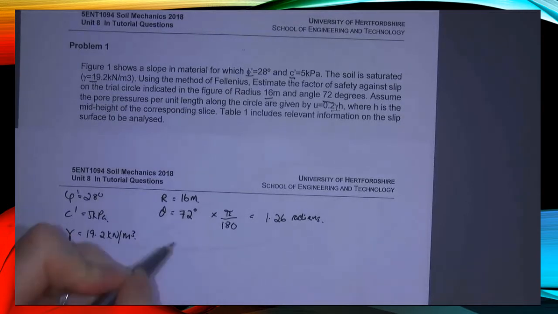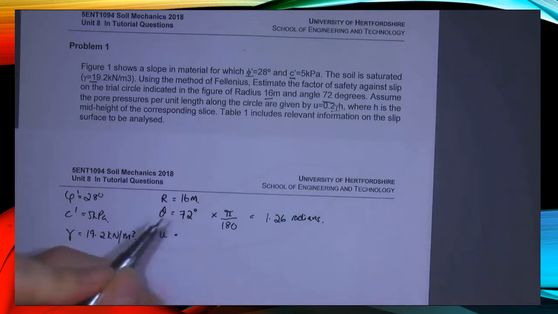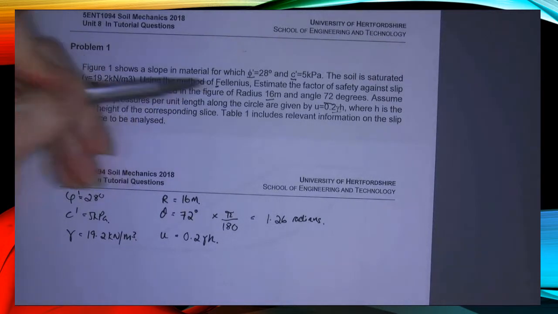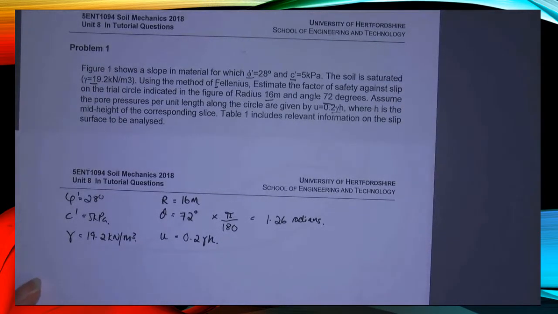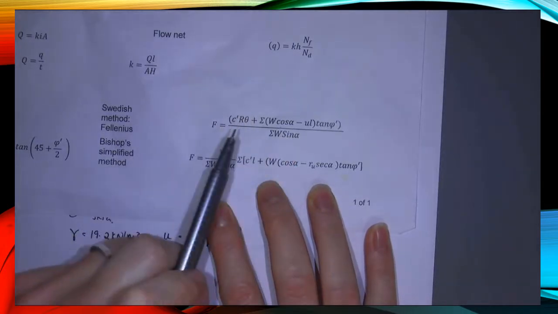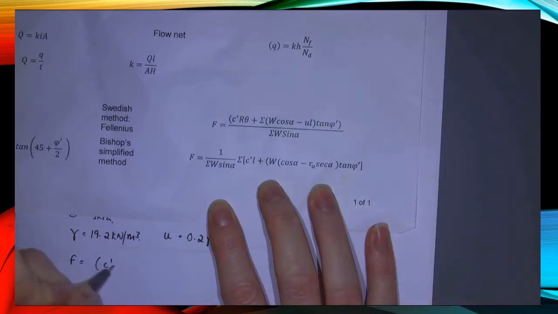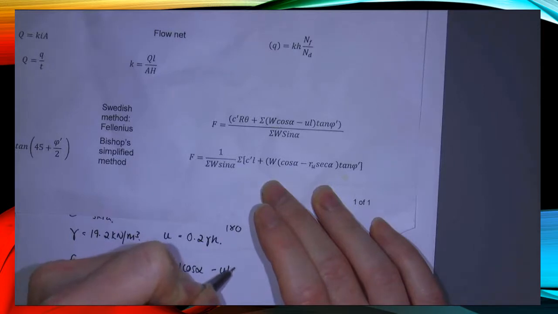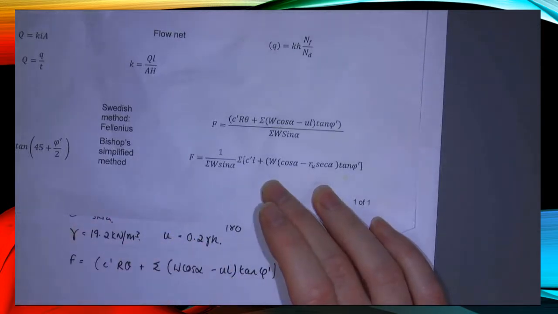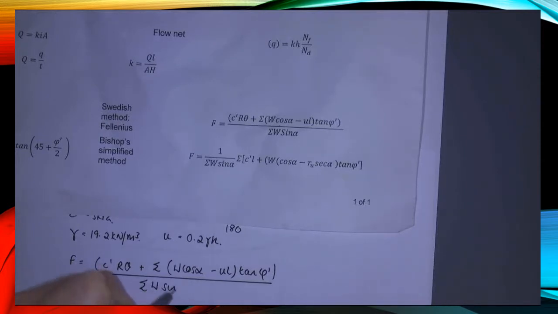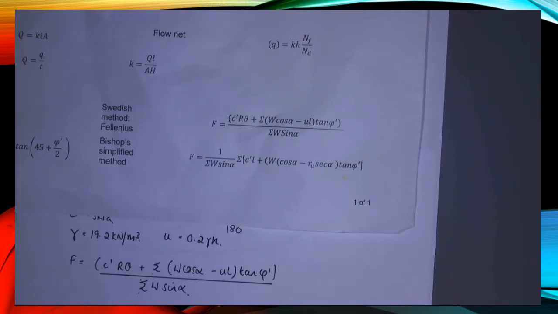So now, furthermore, we also know that U, as in the pore pressure per unit length along the length, is 0.2 gamma h. Okay, so we know that we're being asked to use the method of Fellenius, also known as the Swedish method of slices. So if we use the formula that we have here, the Swedish method of slices is this one at the top here. F equals C dash R theta plus the sum of (W cos alpha minus UL) tan phi dash, which gives us the strength of the soil to resist the rotational failure, divided by the total force imposed by the weight of the soil, the sum of W sin alpha. The reason it is the sum is because it is the sum of each slice of those elements.